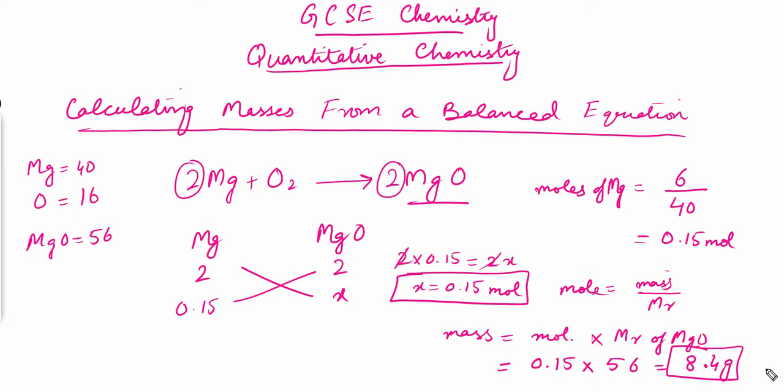So this is how we can find out the mass from a balanced chemical equation. We have to work out the number of moles first, and we have to see the molar ratio. We have to compare them and work out the unknown moles, and from those moles we can get the mass. So this is it. Now let's discuss the second example.